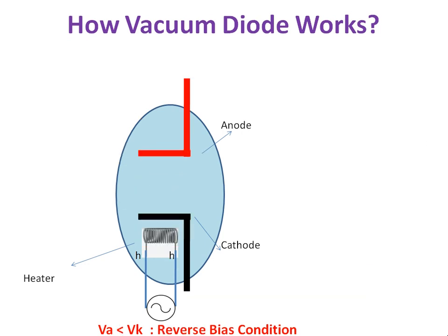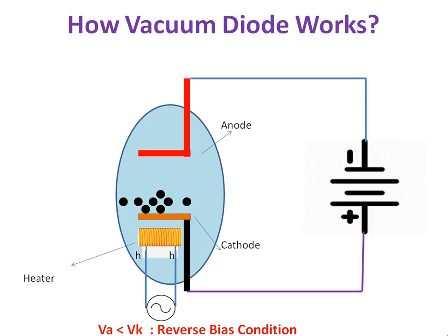The second thing is the reverse bias condition. During reverse bias, the anode is connected to the negative terminal of the battery and the cathode is connected to the positive terminal of the battery. So what will happen? The anode will become negative potential. The electrons also have negative potential, and both negatives will oppose each other.